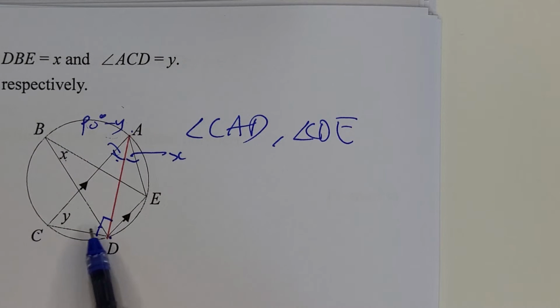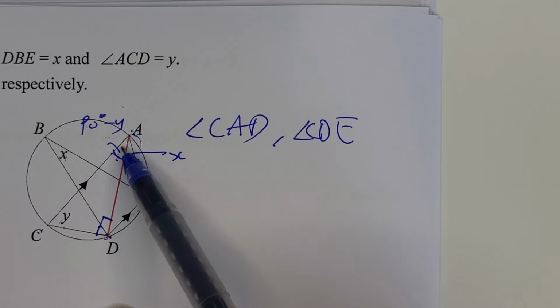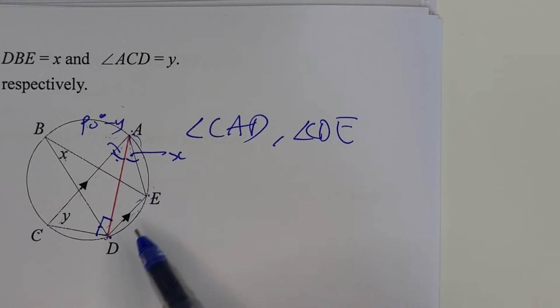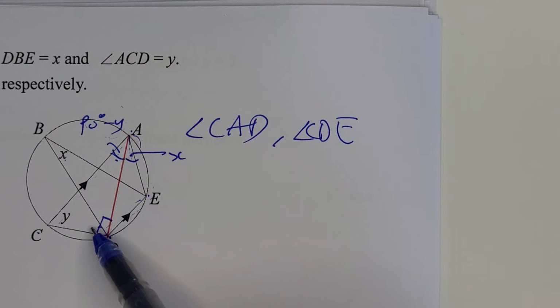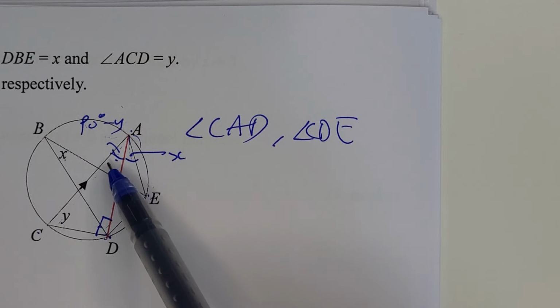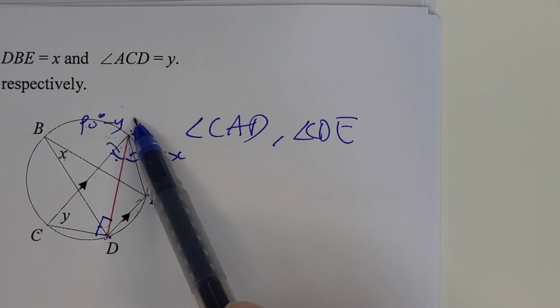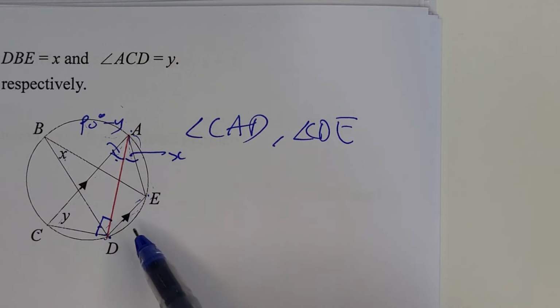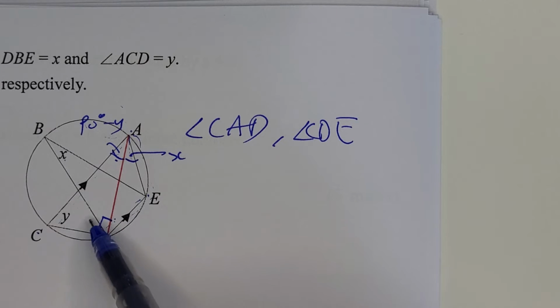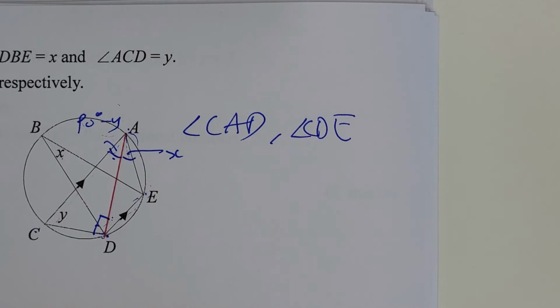And the next angle CDE. How can we find it? Since this is a cyclic quadrilateral, the sum of this angle CDE plus angle CAE would equal 180 degrees. Therefore, I can use 180 degrees minus these two angles and then minus 90 degrees. And I can finally find this one would be x plus y. Okay, so the whole angle CDE will be 90 degrees plus x plus y. Okay, so let's write down the solution.